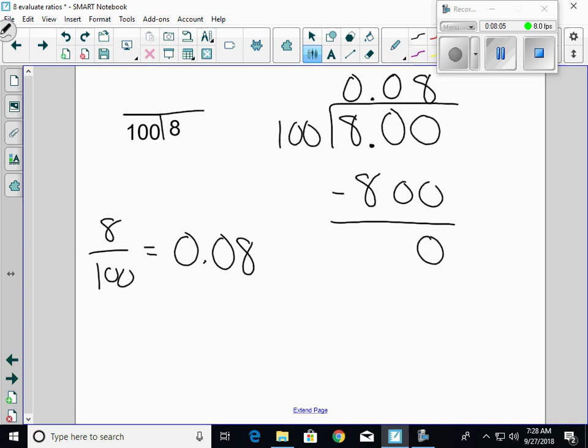0.08. Okay, and check out how these are related. On the left, this is 8 hundredths. Right? 8 over 100, I would say 8 hundredths. Well, on the right, this is my tenths place. This is my hundredths place. Okay, so that is also 8 hundredths. So that fraction and that decimal, you would say it the same way.